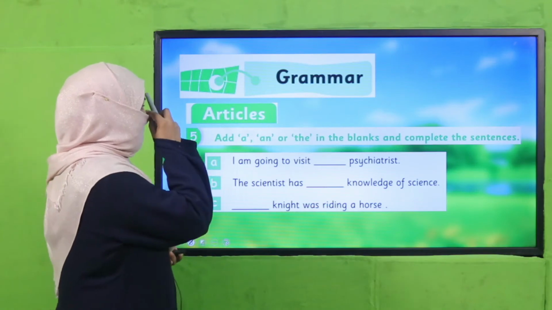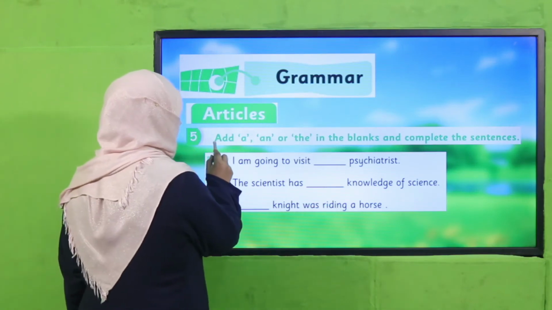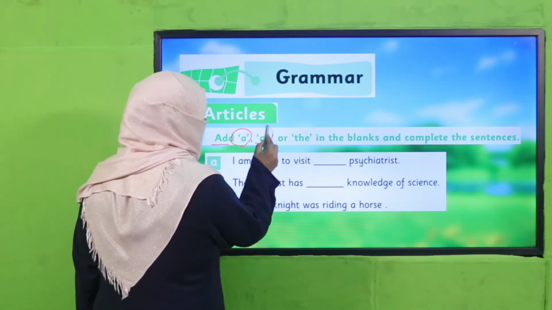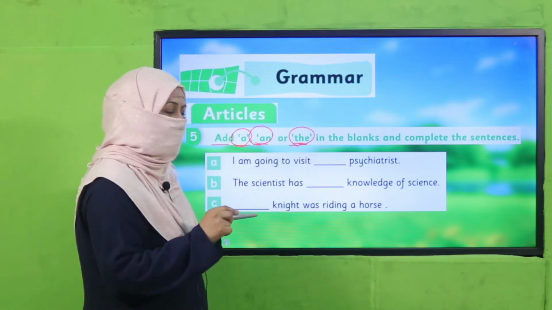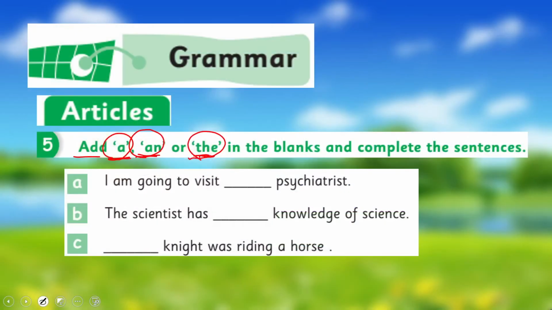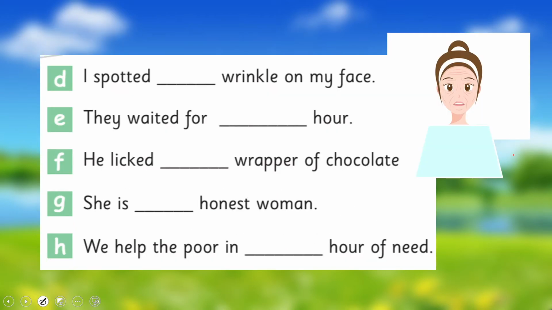So here is the practice from your book. You will add a, an, or the. Now, the rules which I just told you, you will keep in your mind, and you will select one of the articles from here to complete the blanks and to complete the sentences, okay? So pause the video, complete this exercise in your book, and then come back.